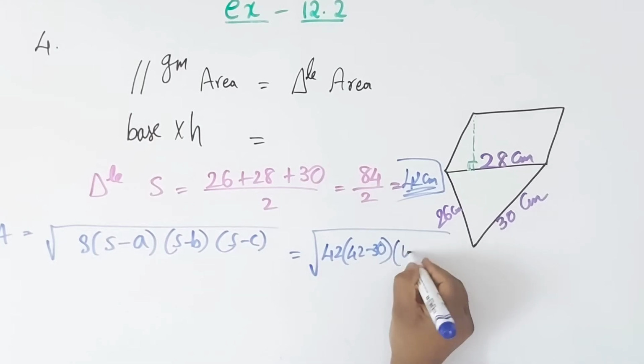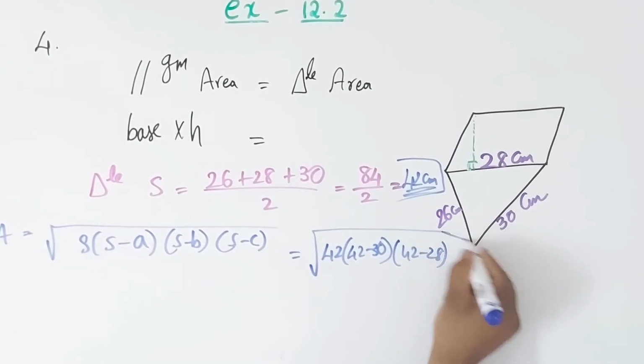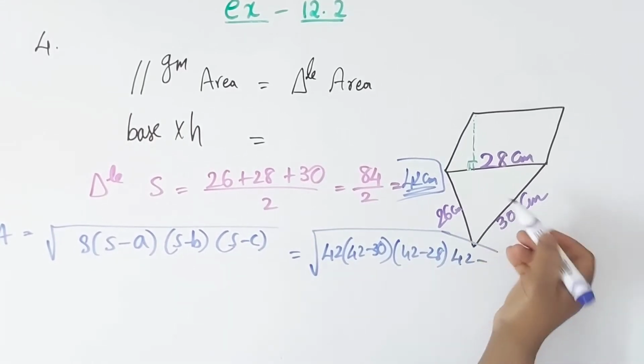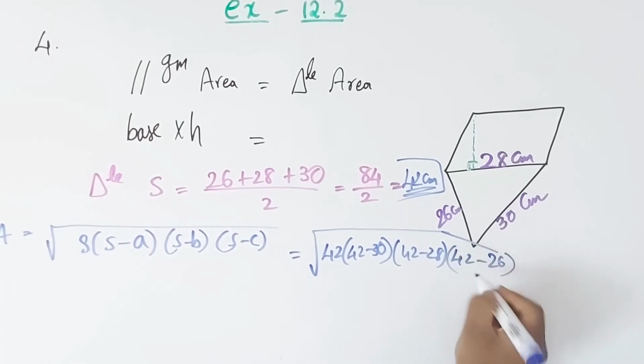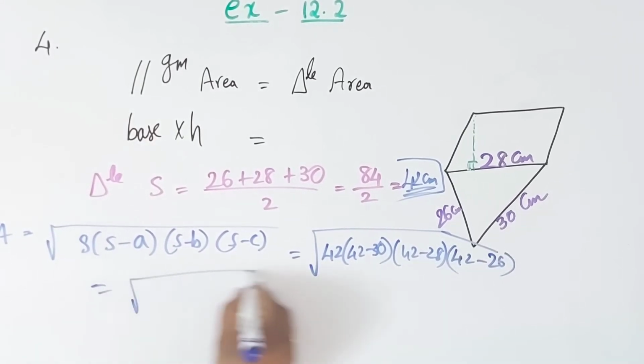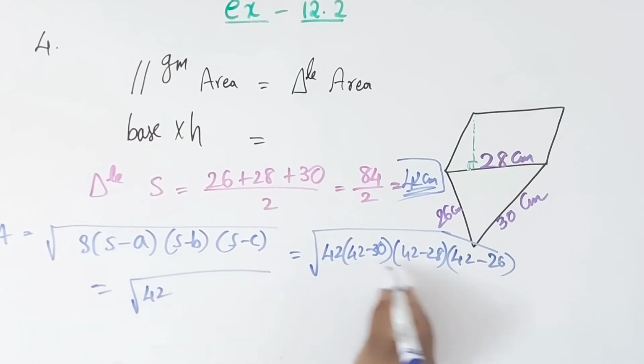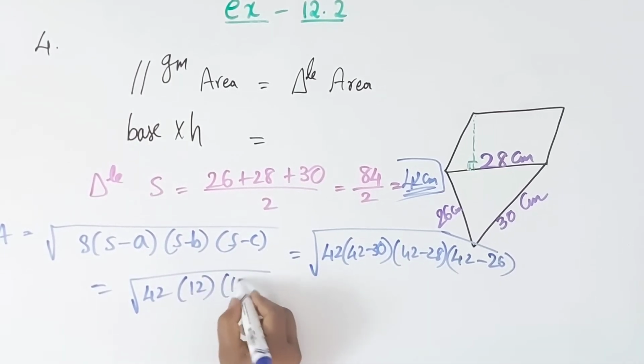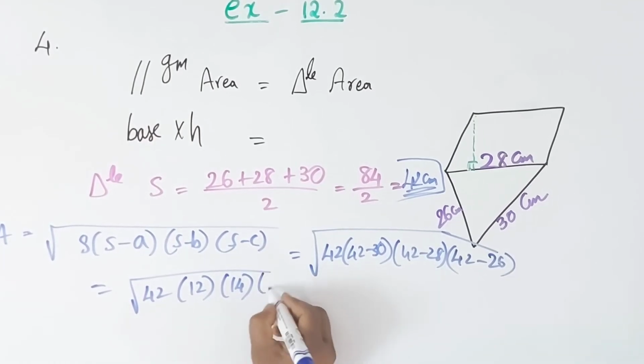42 minus 28 and 42 minus 26. Right, children? So this equal to root of 42. 42 minus 30, children, 12. 42 minus 28, 14. 42 minus 26, children, it is 16.